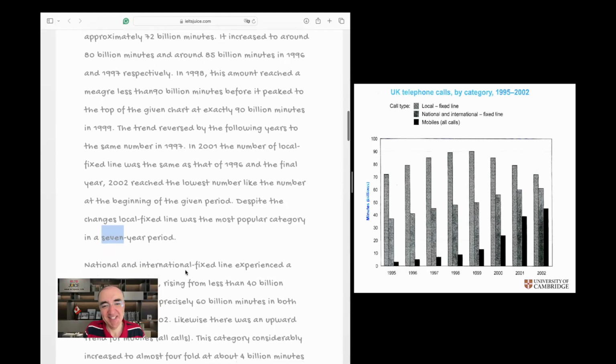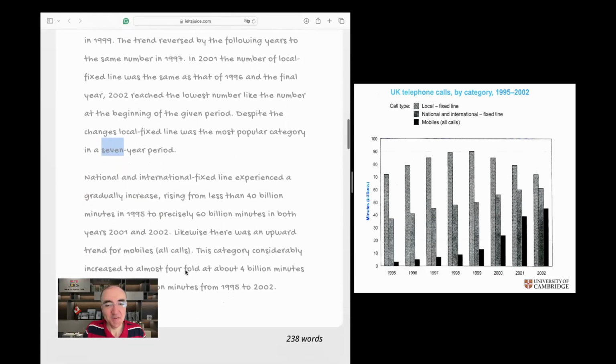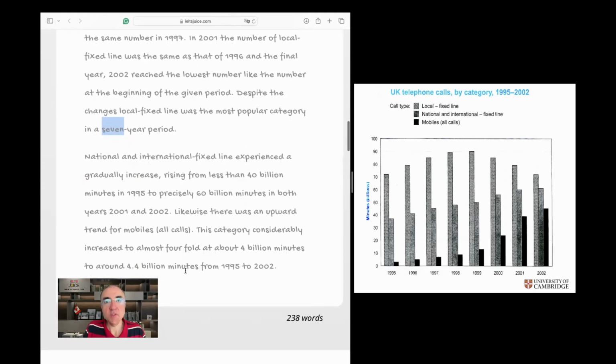Why? Oh my God. We're almost done, and we only reported one bar chart so far, local fixed line. National and international fixed line, this is the second one. Here, this one, slightly grayish, more grayish one.